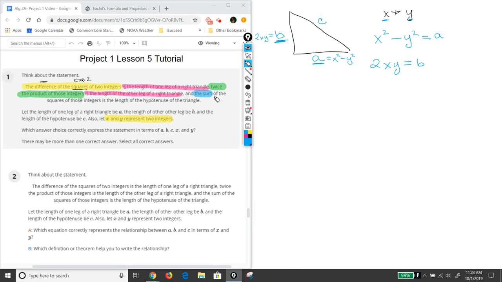And all right, new one. The sum, meaning adding. So I'm adding the squares. So exponent of 2 again of those integers. Okay. So I'm adding the squares of those integers. So integer x squared added with the integer y squared. Going on to finish, is the length of the hypotenuse. Oh, what up, C? That's my little hypotenuse. Is C.